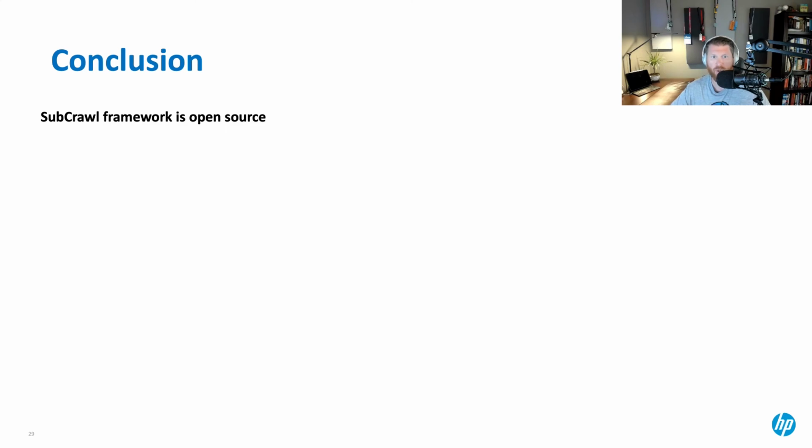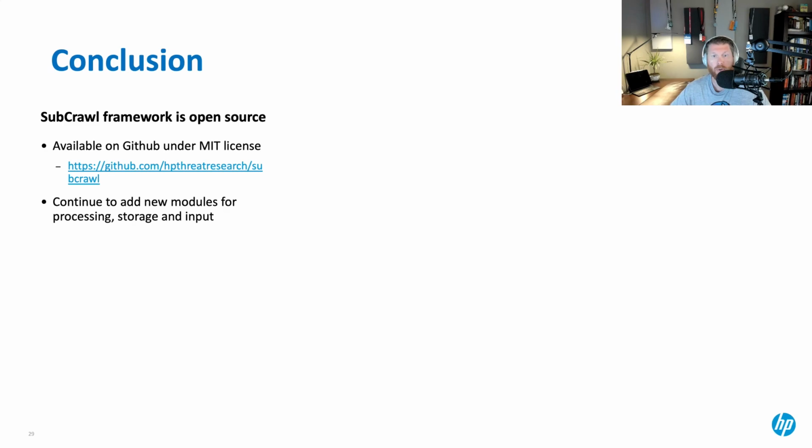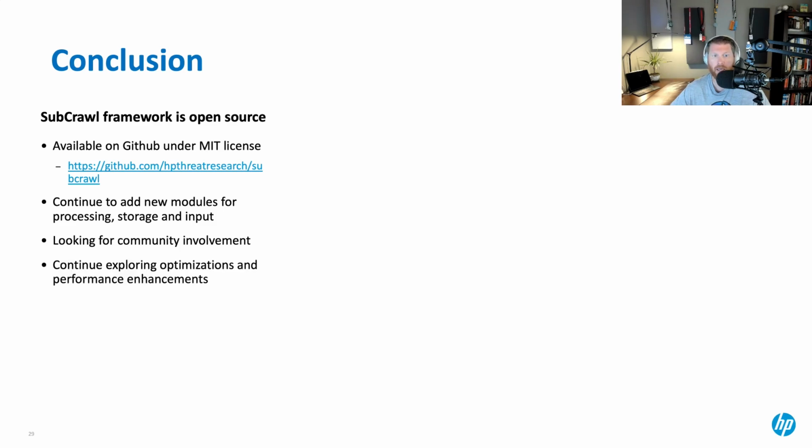SubCrawl is now open source and available on GitHub under an MIT license. We will continue to explore adding new modules for processing, storage, and input to broaden the framework's capabilities. We're looking for community involvement, so check out the tool and let us know what you think, if you run into any issues or have ideas as to how we can expand it. Crawling is a resource-intensive task, and we already have a number of ideas to improve crawling performance. So watch the repository as we start to roll out those new enhancements.